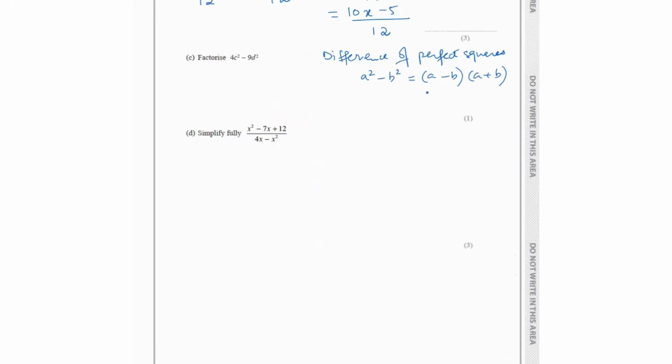So over here, 2c is being squared and 3d is being squared, which means a is 2c and b is 3d. So it's going to be 2c minus 3d times 2c plus 3d. That is your fully factorized answer. So remember, first check whether there's a highest common factor or not. If there isn't, then it's difference of perfect squares always.